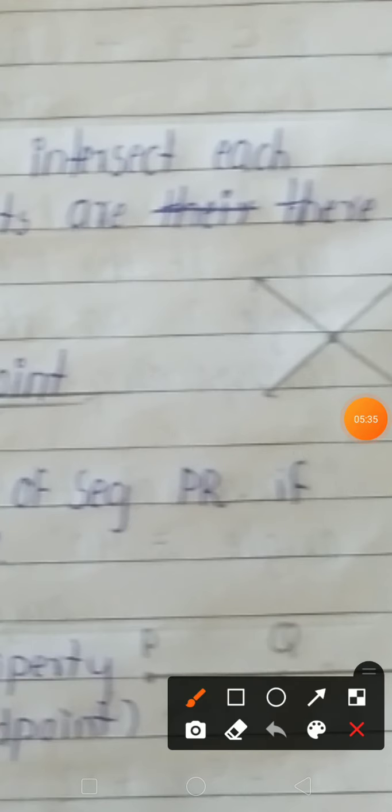Then when two distinct lines intersect each other, how many points are there where the two lines intersect? There is only one point. So see here, two lines intersect each other at only one point.